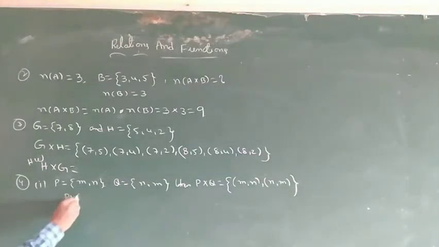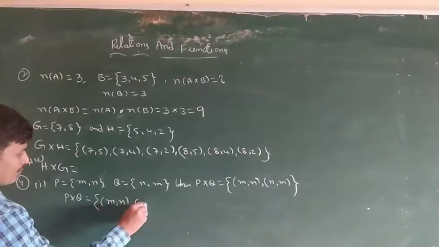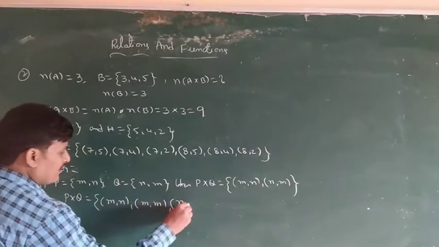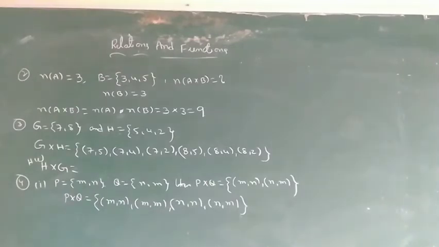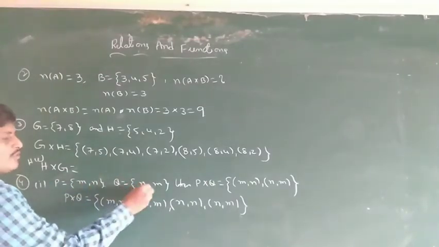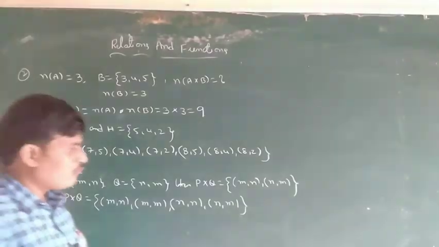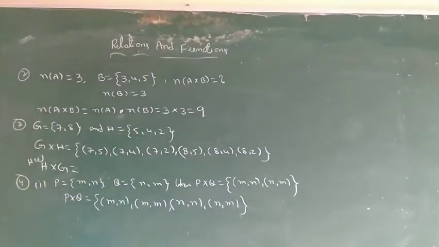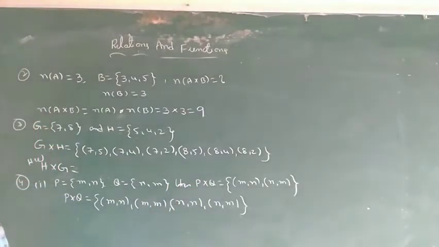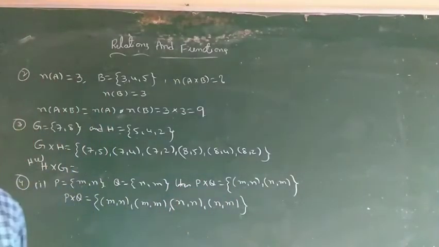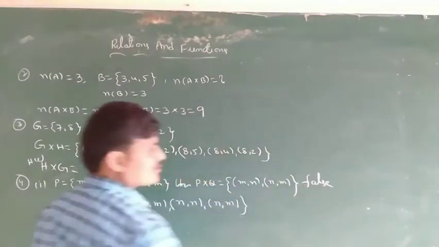What is the correct statement? P cross Q is equal to {(M, N), (M, M), (N, N), (N, M)}. This is the correct statement. P has 2 elements, Q has 2 elements, so n of P cross Q is equal to 4. Only 2 elements are given, so this is the false statement. If false, we have to write the correct answer.